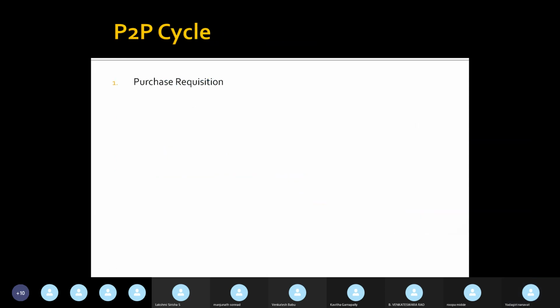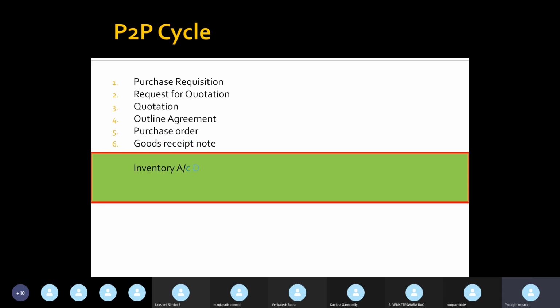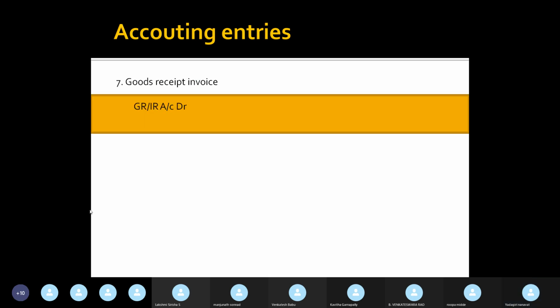P2P cycle. Purchase requisition and request for quotation. Then quotation, and outline agreement, where we will make a contract. Then purchase order, goods receipt note. At the time of goods receipt note, the entry is inventory account debit to GRIR account credit. Then the invoice: GRIR account debit to vendor account credit, and payment to vendor.